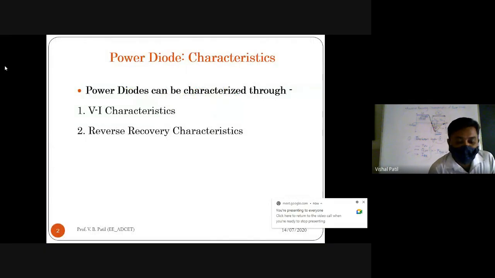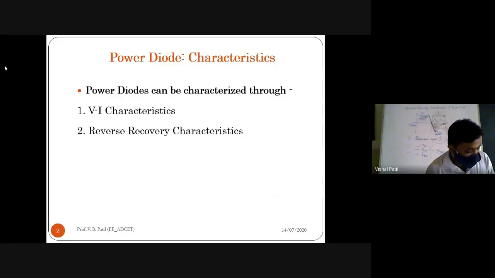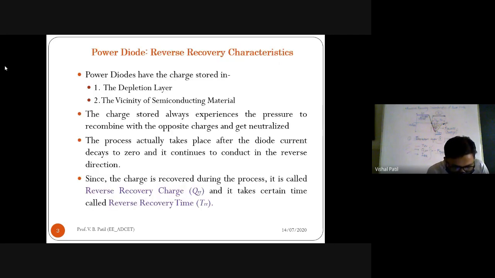So we have two types of characteristics in power diode. One is the forward characteristic and another is the reverse recovery characteristic. So today we will be concentrating on reverse recovery characteristic. Power diode has charge stored. The charge is stored during the normal operation of the power diode in the depletion layer and in the vicinity of the semiconducting material, or device.